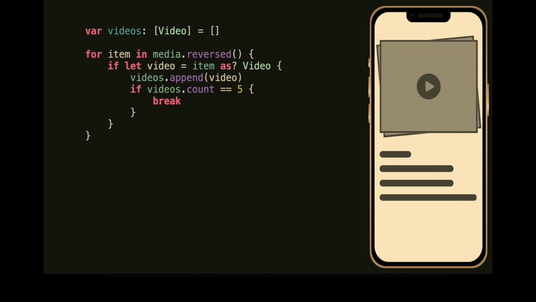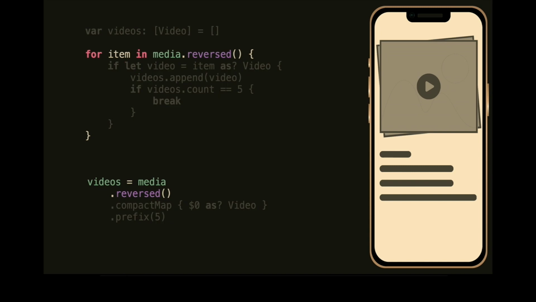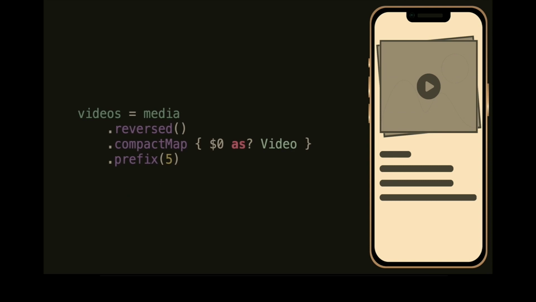If I quickly show you this code and just move it away, you might not catch immediately what was going on there, maybe. So we're going to rewrite this code to make it more concise by chaining together algorithms from the standard library that we already have in the code. Okay, so it's this. It's much better than what we had. It's doing the same thing. We're getting the reversed, we're compact mapping, making sure it's a video, prefix of 5 items. It's so much better.